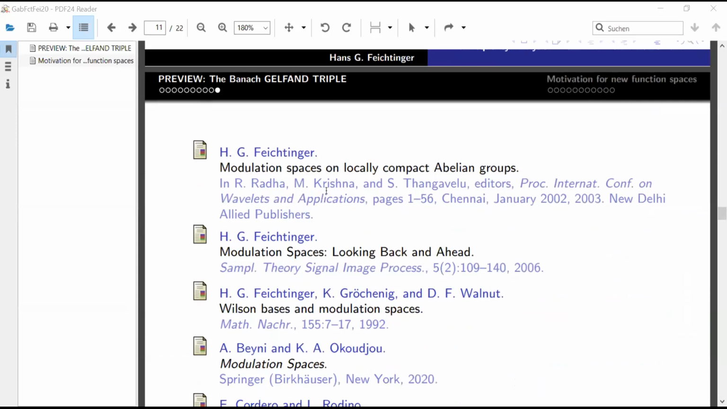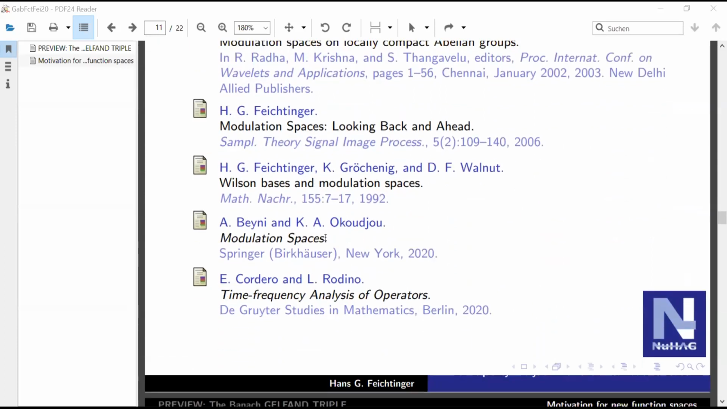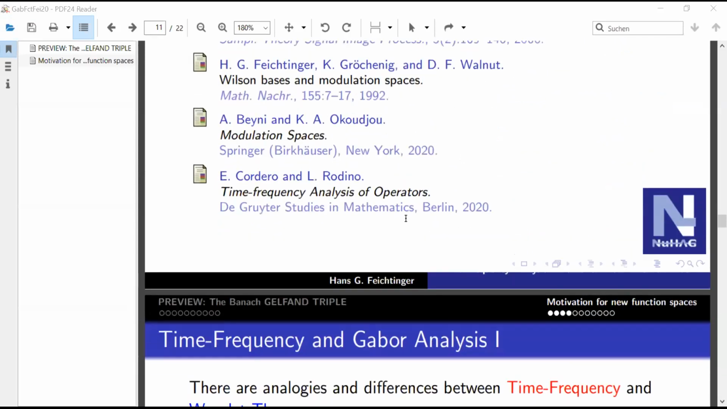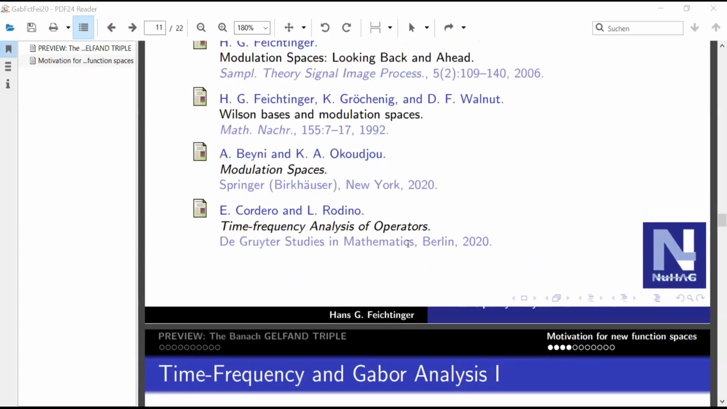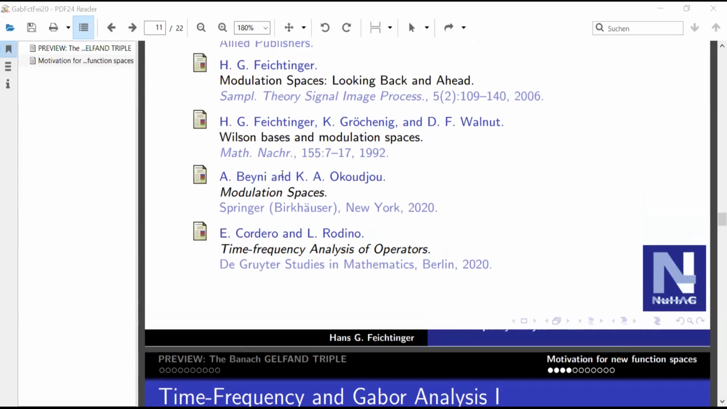Meanwhile, you have these papers here, and in the year 2020, even two books appeared, one by Arpad Benyi and Kasso Okoudjou, and the other, I think available soon, by Elena Cordero and Luigi Rodino, who are showing how they can be used. So just to make the connection, S0 for me is the prototype of a modulation space. And S0 prime is another modulation space. And all the spaces in between are the MP spaces, with M1, as S0 is called in these books.